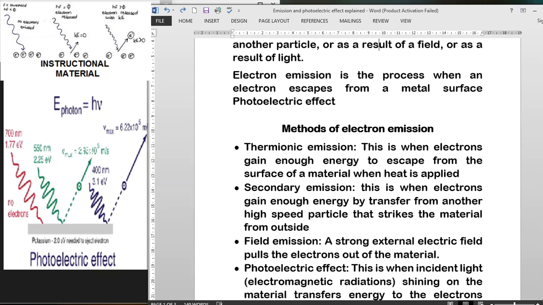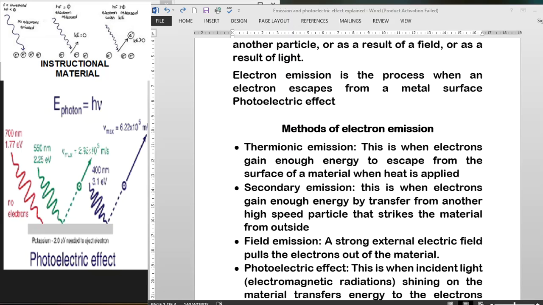Then field emission. This is when electrons are able to escape from the surface of a material by an electric field pull. When there is a field pull on it, it gains energy and is able to escape. That one we call field emission: a strong external electric field pulling an electron from a material surface.